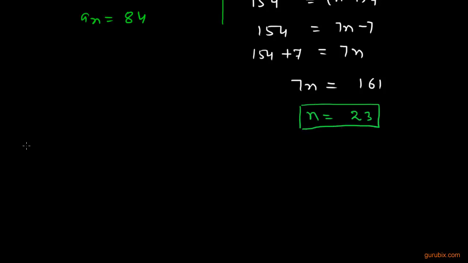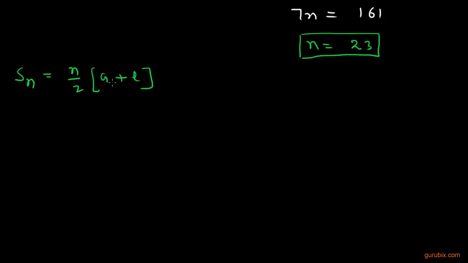Now we shall use the formula of sum, and we shall use a different formula here, that is Sn equals n over 2 into first term plus last term. If we are given the first term, last term and the number of terms, then we can use this formula, and n is 23, so we can put 23 here, and a is 7 and L is 84.